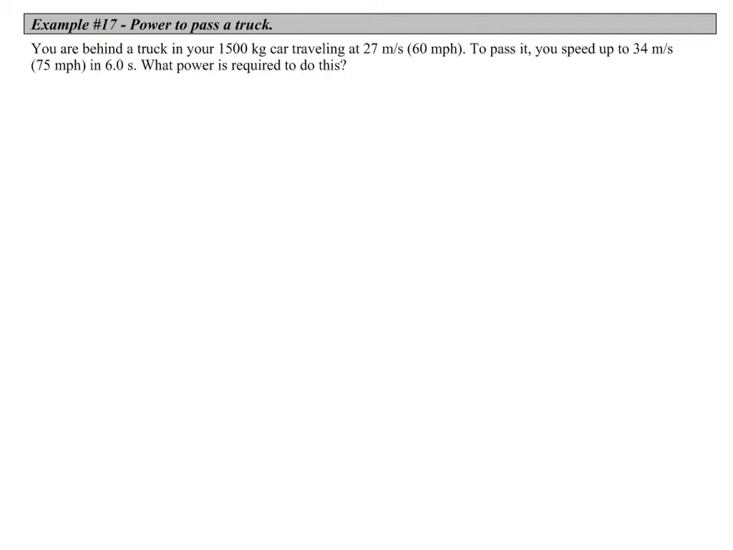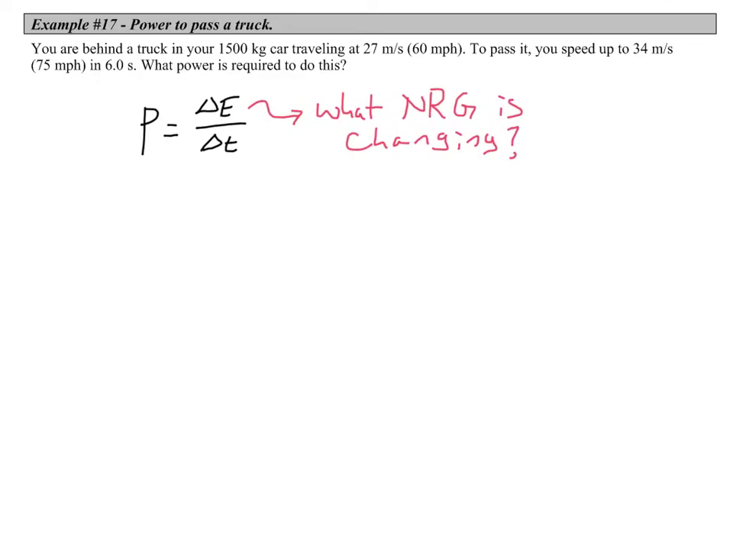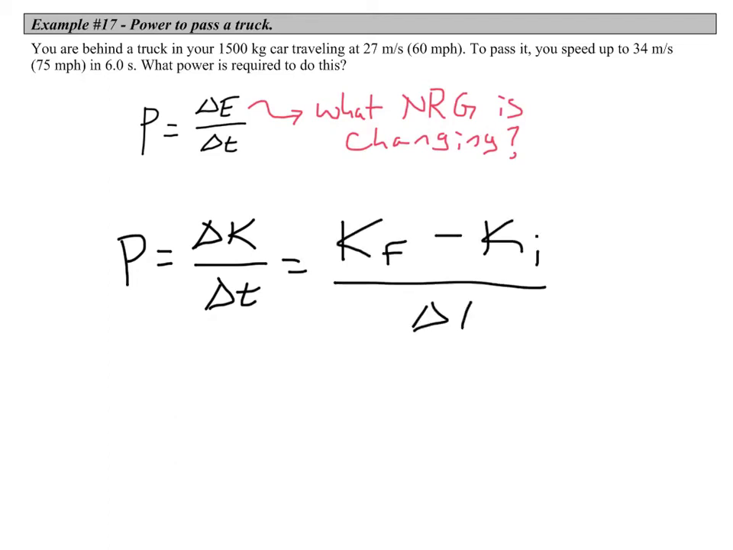So whenever we're faced with a power question, what we want to ask ourselves is, are we dealing with a change of energy? Are we dealing with work involved in this? Or are we looking at the application of forces? With this particular problem, it's going to be easiest if we solve this from an energy standpoint, so that there's changing energy over time. So we have to ask ourselves, what type of energy is it that's changing here? And since we're going from one speed to another speed, we're going to recognize right away that we're dealing with kinetic energy. So we're looking for the change in kinetic energy over time, which will be our final kinetic energy minus our initial kinetic energy over our time interval.